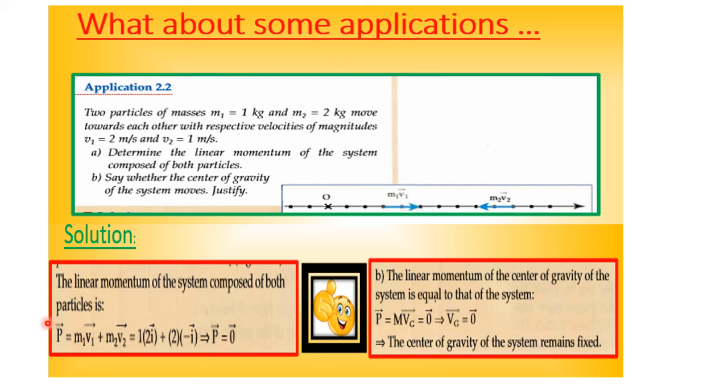In part B, say whether the center of gravity of the system made up of these two particles moves and justify your answer. The linear momentum of the center of gravity is equal to the linear momentum of the system. So P equals m vg equals 0. Consequently, vg equals 0. We conclude that the center of gravity of the system remains fixed.